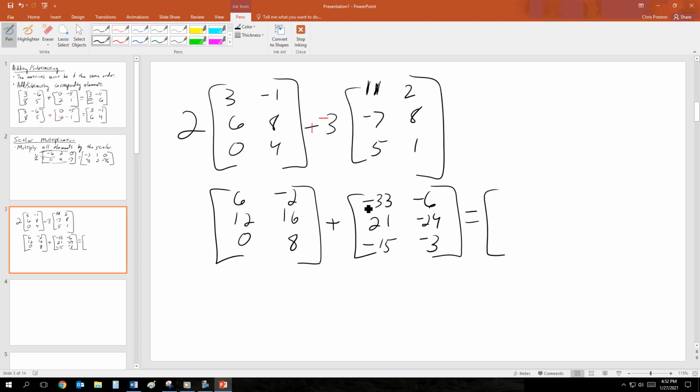and then I can just add with what I got there. So 6 added to negative 33 is negative 27. Negative 2 added to negative 6, negative 8. 12 added to 21, 33. 16 added to negative 24, that's also negative 8. 0 added to negative 15, negative 15. And 8 added to negative 3 is 5. And there you go. So that is adding and subtracting and scalar multiplication of matrices.